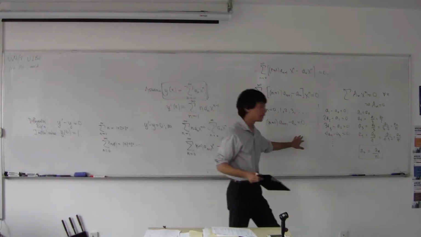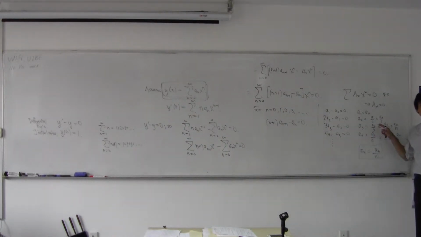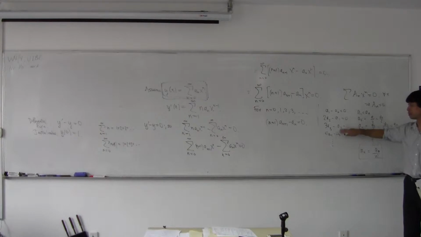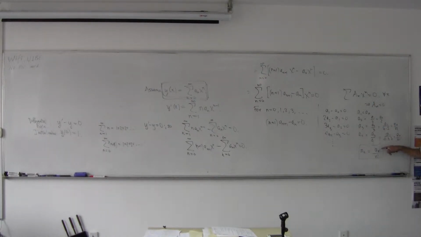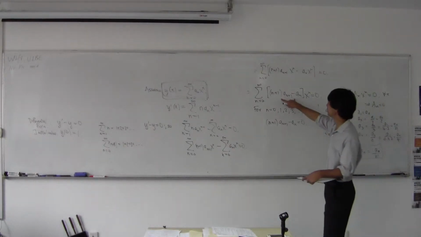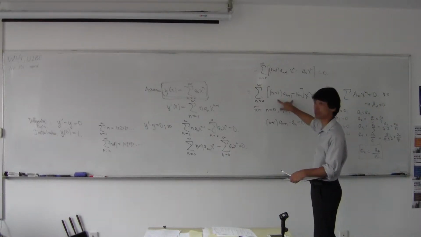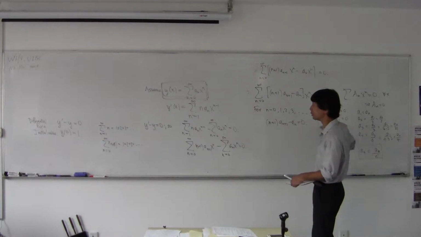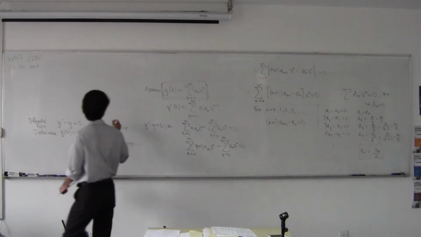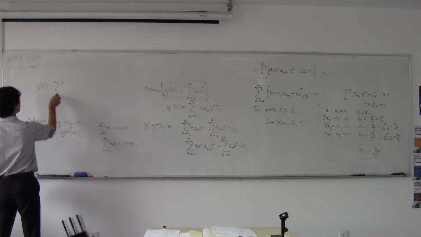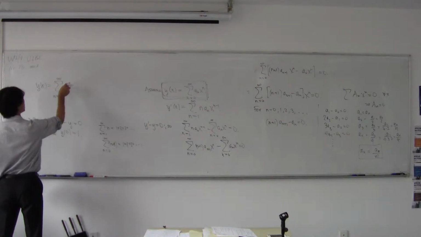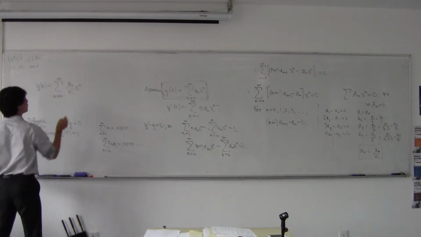Anybody confused by this? I'm just solving. Each of these coefficients is 0, and that gives me some information about the original coefficients. Okay. Each of these capital A's is 0. That tells me something about the little a's. What it tells me is that y is actually the summation, n from 0 to infinity, of a_0 over n factorial x to the n.